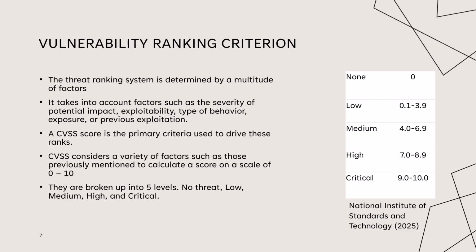These vulnerabilities are broken up into 5 levels. The first being no threat at a score of 0, low at a score of 0 to 3.9, medium being 4 to 6.9, high being 7 to 8.9, and critical being 9 to 10.